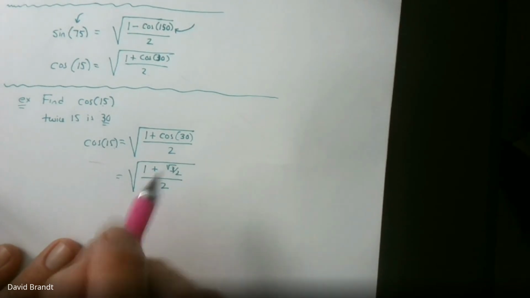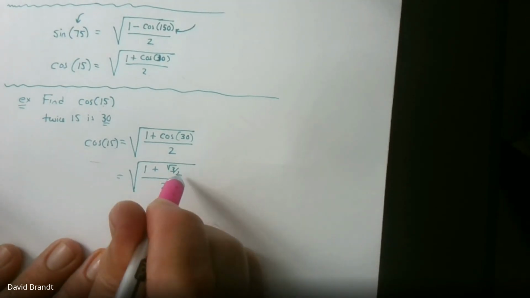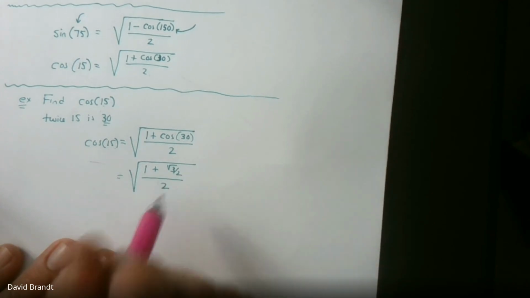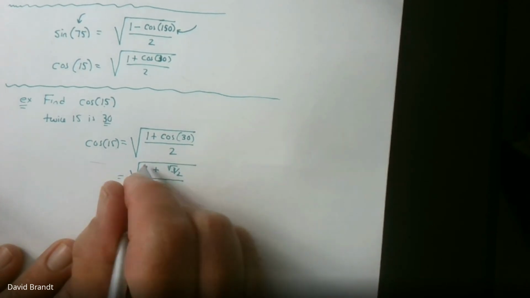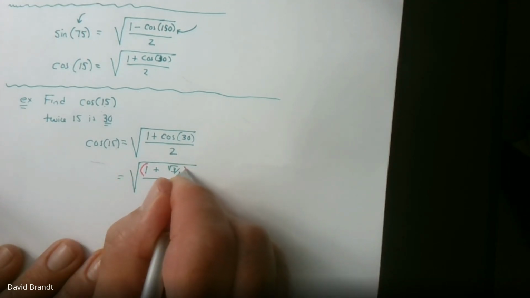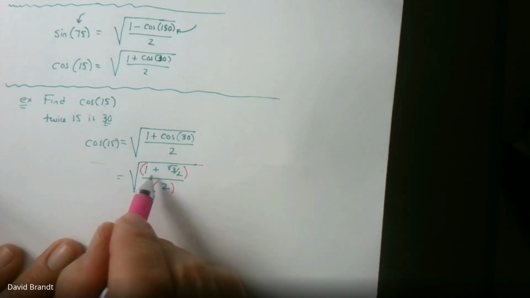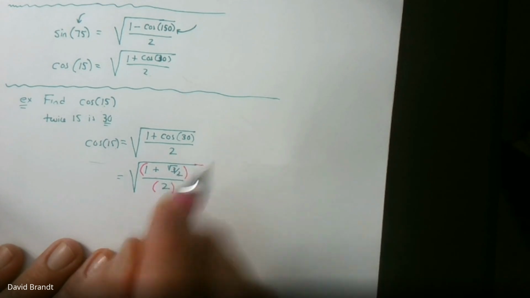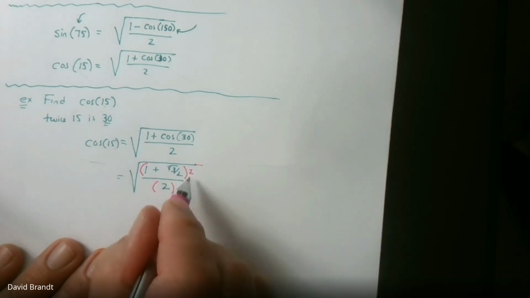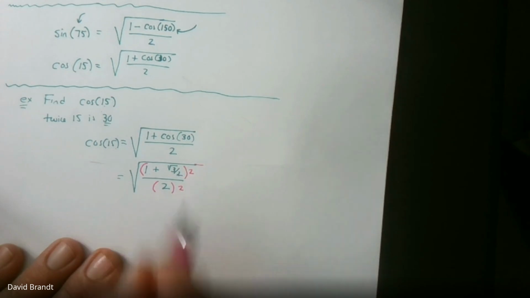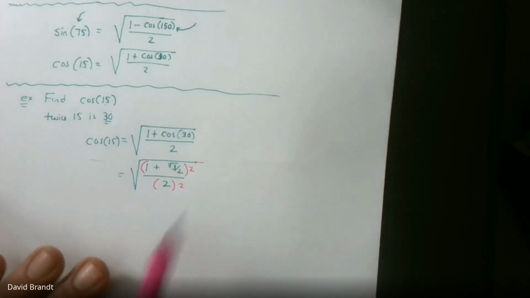All right. What I really wish is that the 2 right there wasn't there. Well, can you get rid of it? Yes, you can, if you multiply the top and the bottom by the same thing. So what would get rid of a 2? A 2. If you multiply the top by 2, you've got to multiply the bottom by 2. Whatever you multiply the top by, you've got to multiply the bottom.